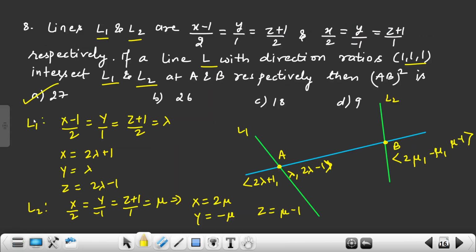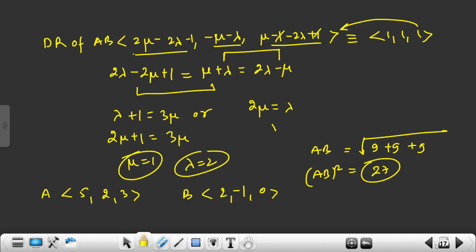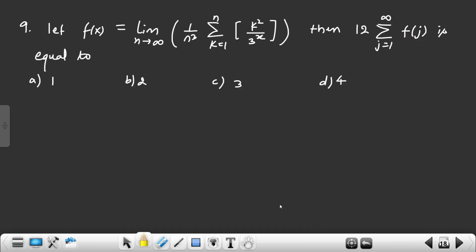There is a little trap here, because what will students do? The same thing that I did earlier: they will compare it with 1, 1, 1. But if you put 1, it will not satisfy the coordinates. So what you have to do is equate them, and you will get the values, because direction ratios are also in proportion. So there you can make a little mistake. So these are the values, 27. Now let's come to the next one.